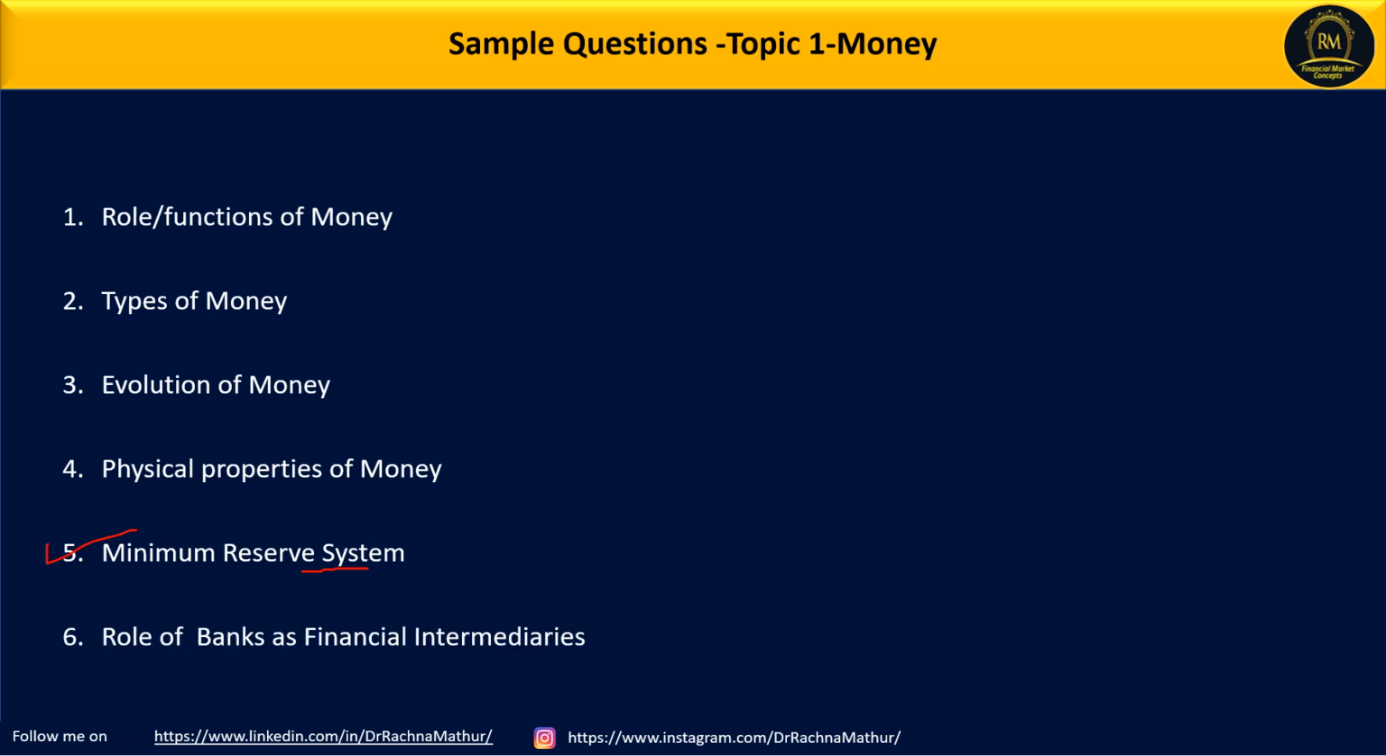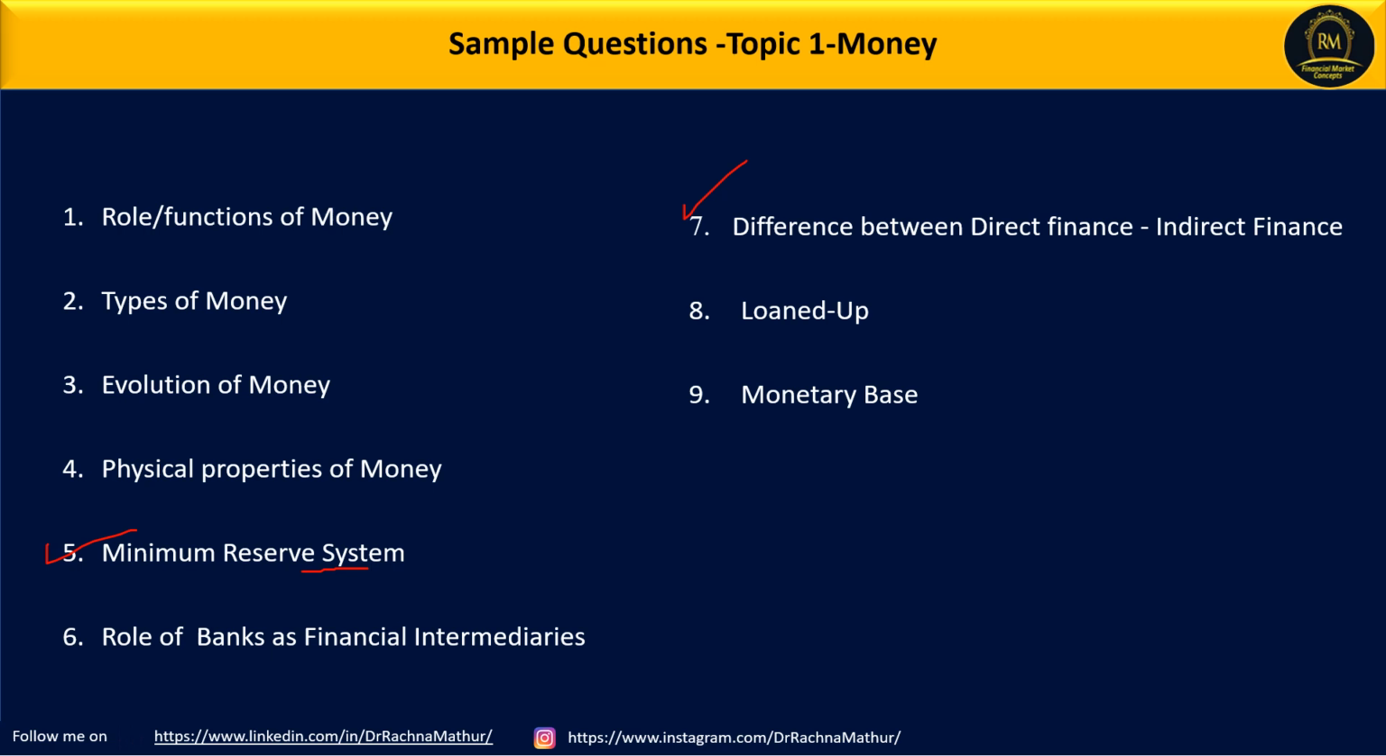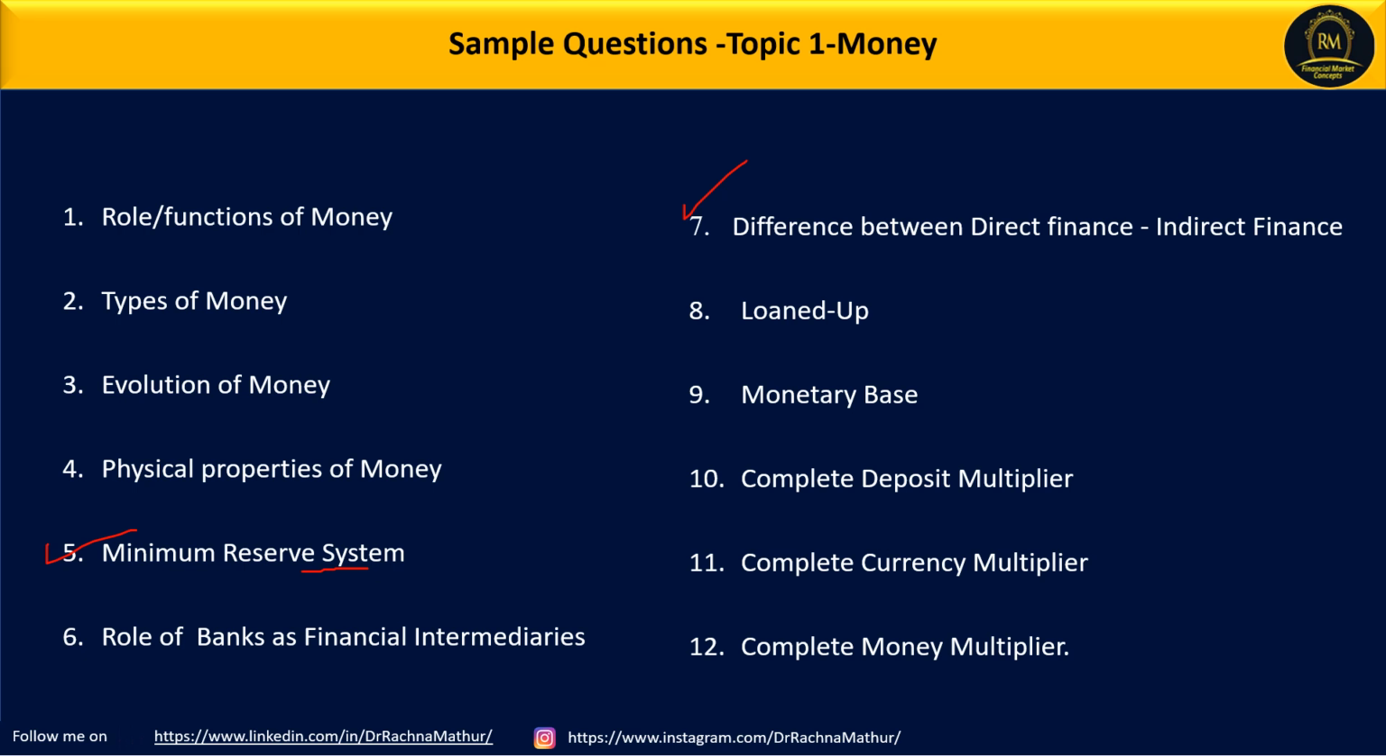Next is the role of banks as financial intermediaries. Then the important question, difference between direct and indirect finance. What do you understand by loaned up? What is monetary base? Now coming to multiplier, we have complete deposit multiplier, complete currency multiplier and complete money multiplier.